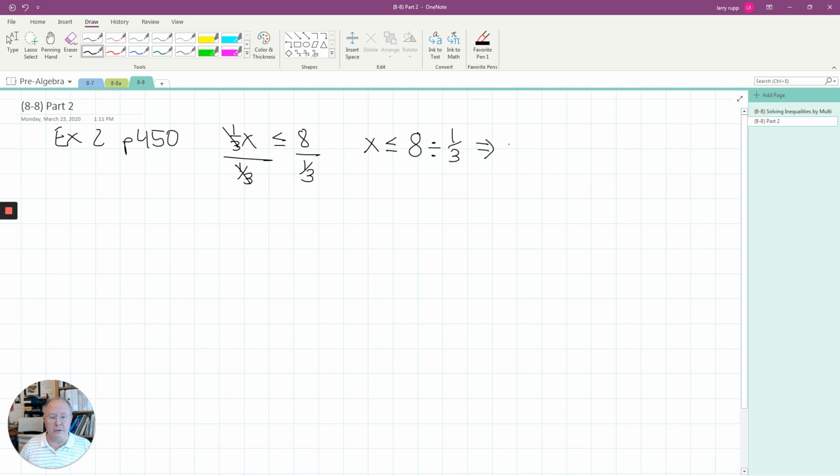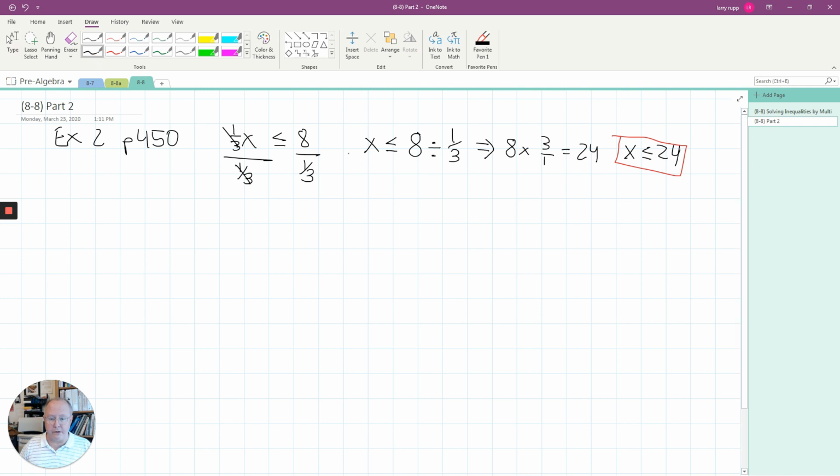Working with just the 8 divided by 1/3 part, we keep the 8, we change the divide to multiply, and we flip the fraction. Keep it, change it, flip it. Now we have 8 times 3, which is 24. Therefore, our inequality says x is less than or equal to 24. And that is the answer, doing it the division way.